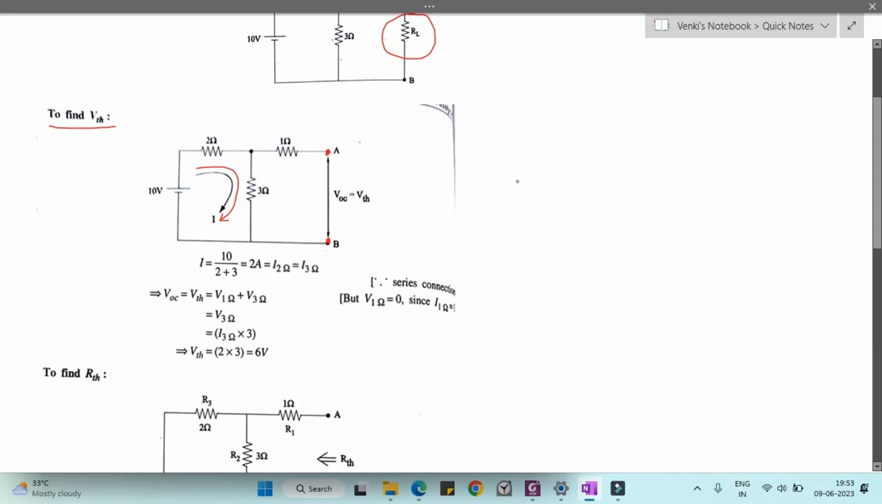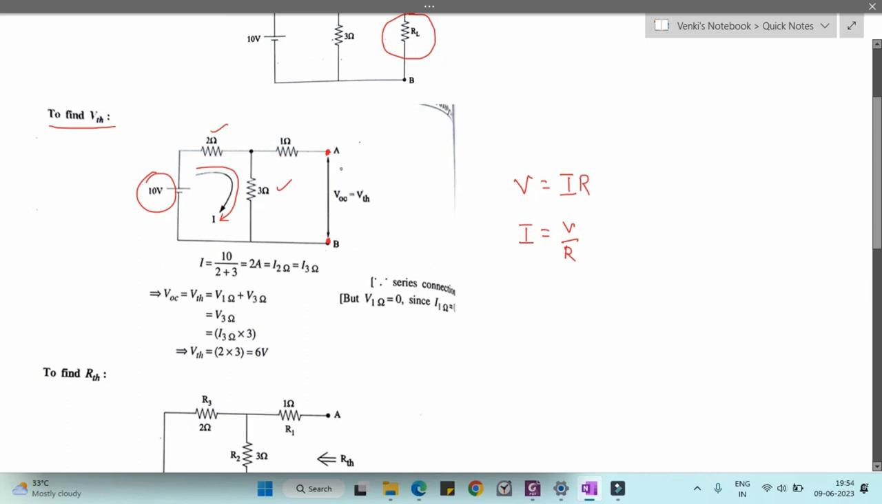What is the formula for voltage? V is equal to IR. Therefore I is equal to V by R. In this loop the voltage is 10 volts, and what is the resistance? The resistance is the summation of 2 plus 3. So 2 plus 3 will be the total resistance.